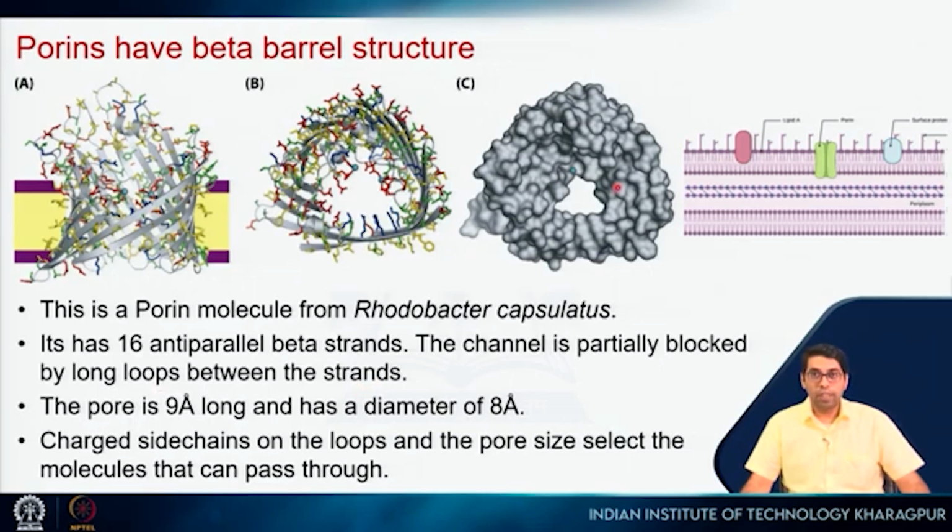This pore that we see here has a length of 9 angstrom. So you can see it's much smaller, right? So this is 35 angstrom, but the pore size is not much. So this is 9 angstrom, right? And it has a diameter of 8 angstrom. There are charged residues on the loops. So these charged residues combined with the pore size together, they determine which type of molecules can pass through this channel, through this porin.